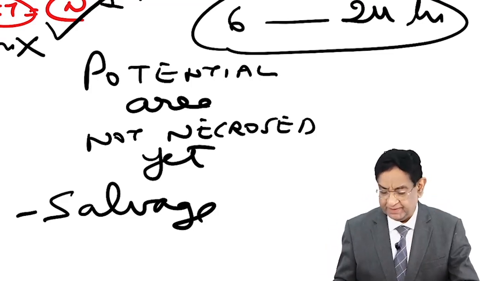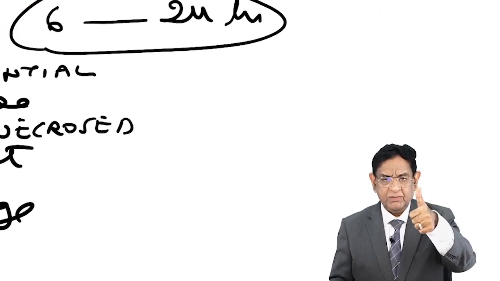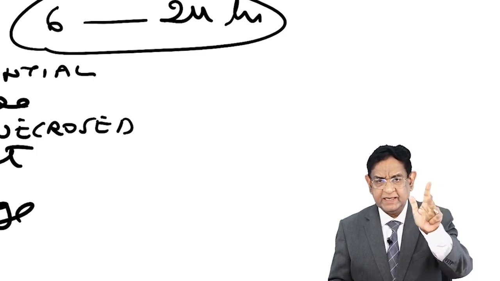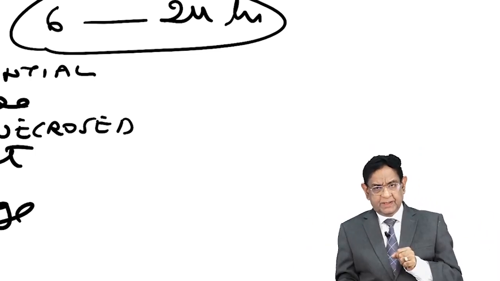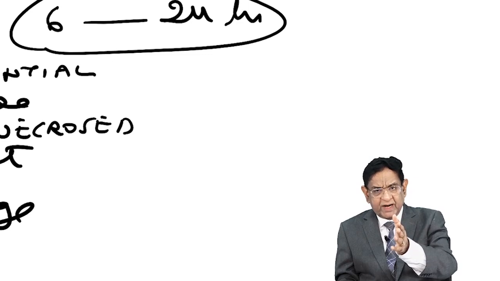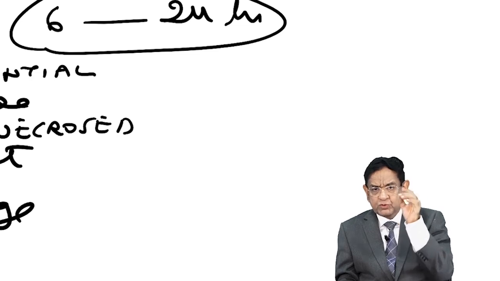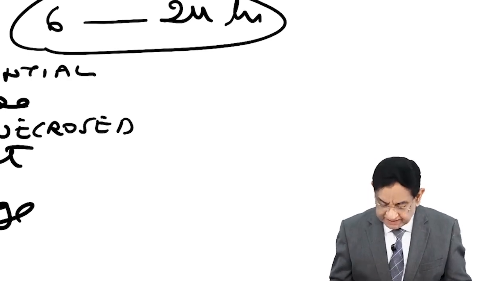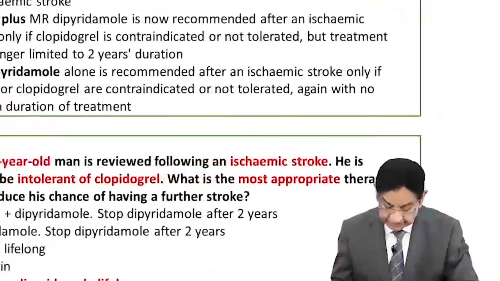Go for thrombectomy. So to conclude what I discussed: plain CT normal, within 4.5 hours give thrombolysis, and after that go for MR angiography, go for thrombectomy. After 4.5 hours, CT scan normal, ischemia is there, and you do MR angiography. You plan for thrombectomy if you find some salvage possibilities there. Okay? I hope things are clear to you.